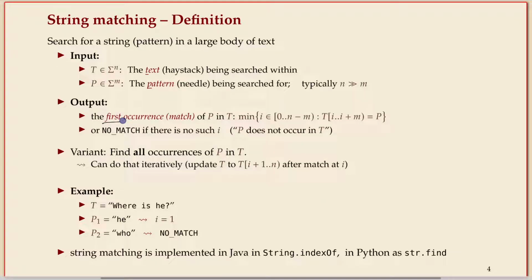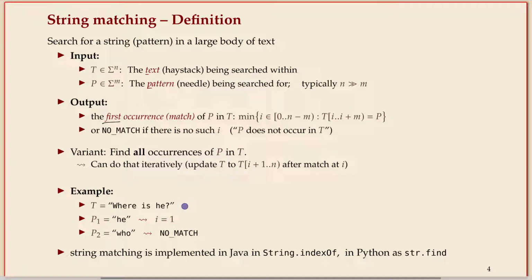Again, that's something in line with most programming languages. Python has this find function on strings that does, by and large, the same thing. Of course, it can happen that there's no occurrence of P in the text, then there's some special return value. We'll just call that no match. You can also find all. We'll touch on that briefly later, but for now, you can just do this iteratively by asking for the first occurrence and then taking the suffix of the original text and continuing from there.